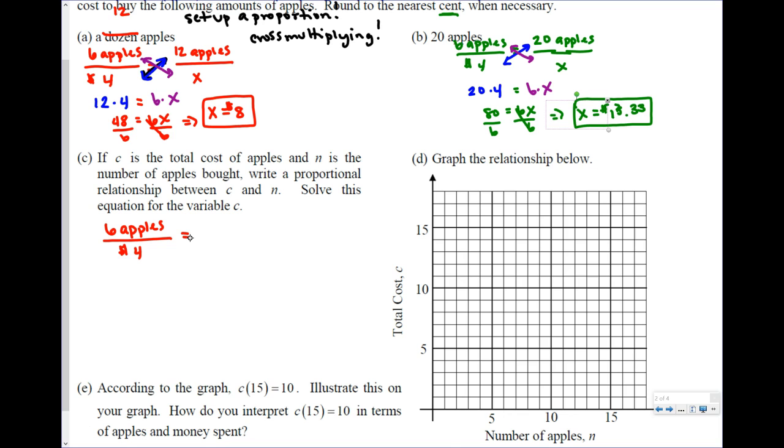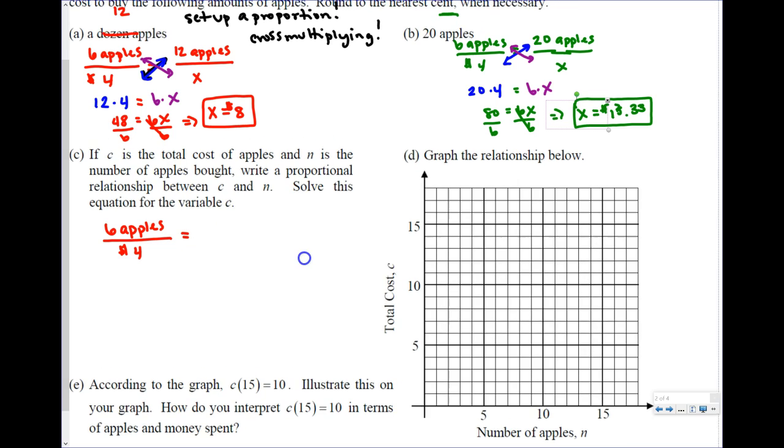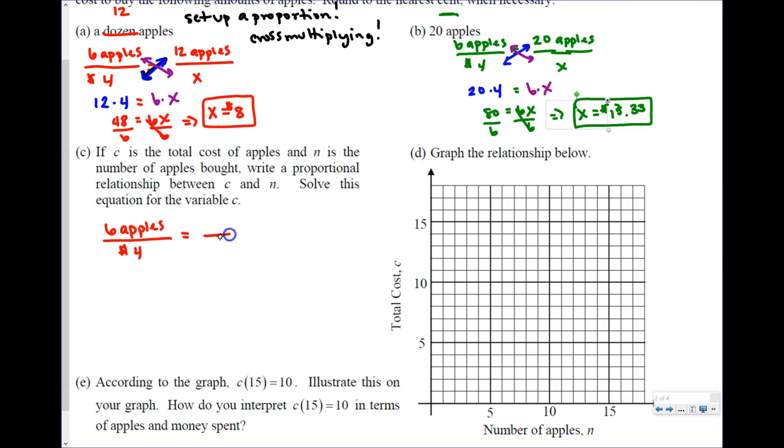So they're saying that let C be cost. If I look at my proportion, cost is down here on the bottom, right? See how the $4 lines up with cost? So instead of saying cost, I'm going to put C. And see how I have apples on top? Because there's 6 apples. I'm not going to write apples. I'm going to put down N because that's what the definition tells me. N is apples and C is cost.